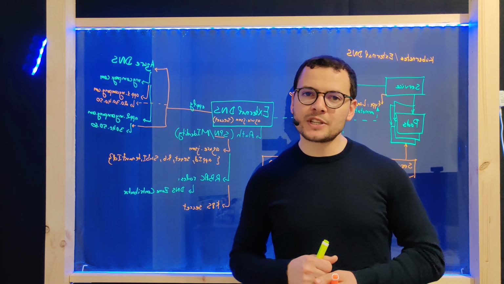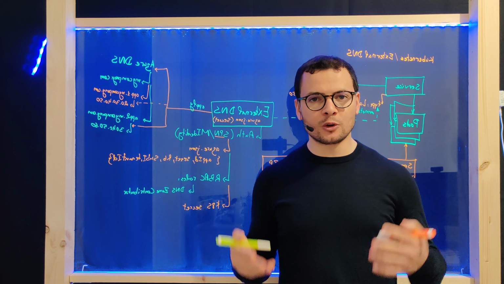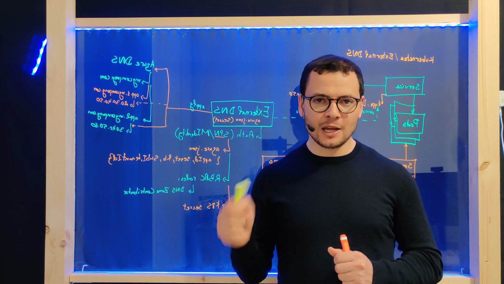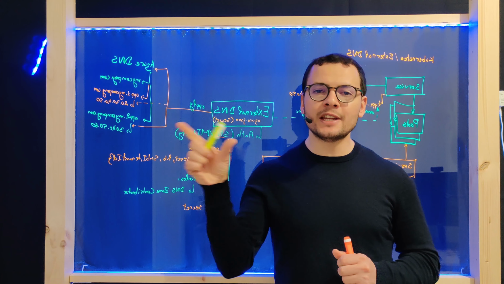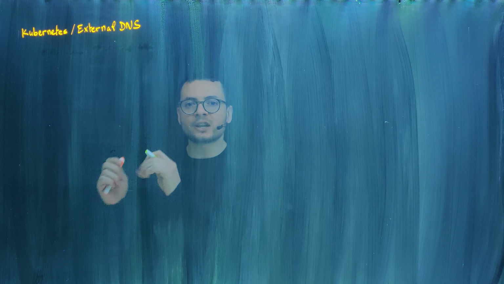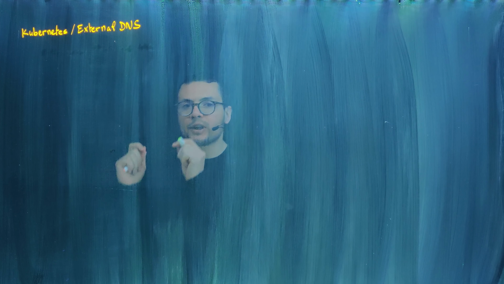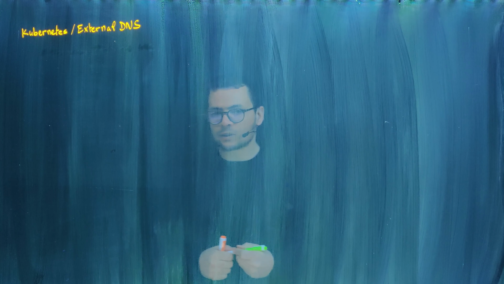Let's learn in this Lightboard session how we can use external DNS in a Kubernetes cluster to create and update custom domain names within the DNS service. The main objective of an external DNS is to create and update the DNS records for the public services that we create in the cluster and also for the ingress resources. Let's start first with the problem that external DNS solves.